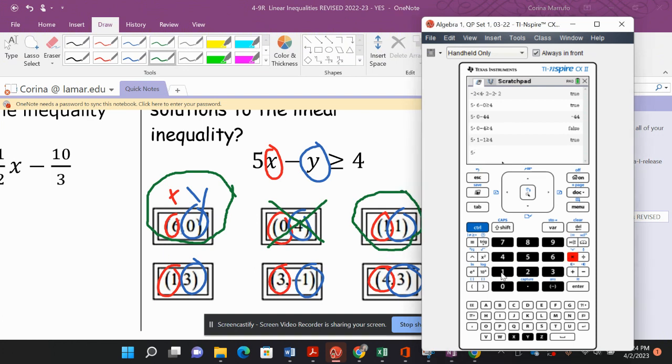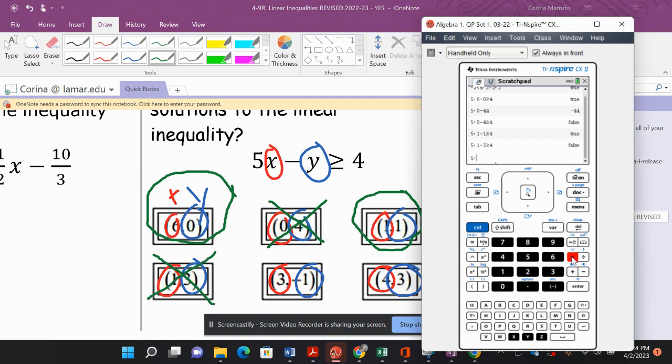Then this next one, 5 times 1 minus 3. Is this greater than or equal to 4? Enter. This comes out false, so I cancel this one out.